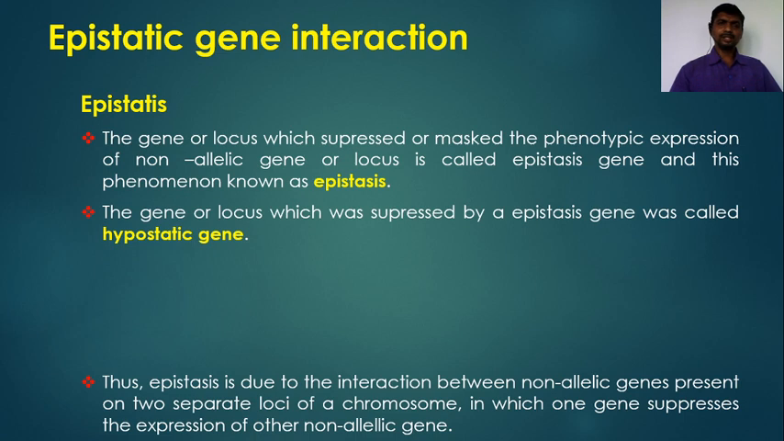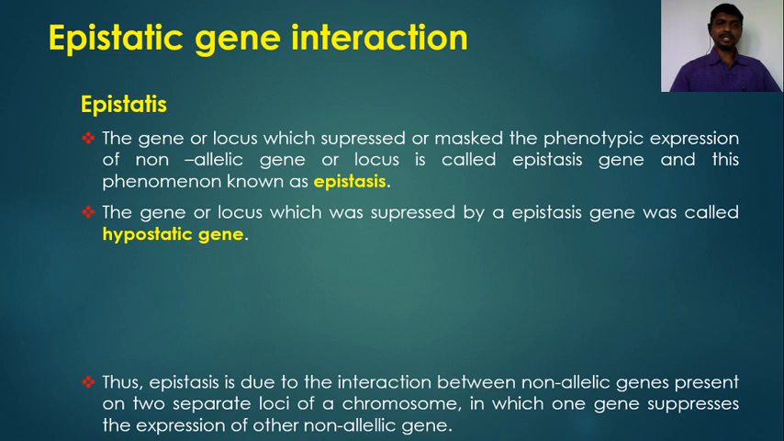In contrast to this, we are going to start the epistatic genetic interaction. So what is epistasis? The gene or locus which suppresses or masks the phenotypic expression of a non-allelic gene or locus is called the epistatic gene, and this phenomenon is known as epistasis. The gene or locus which is suppressed by the epistatic gene is called the hypostatic gene.